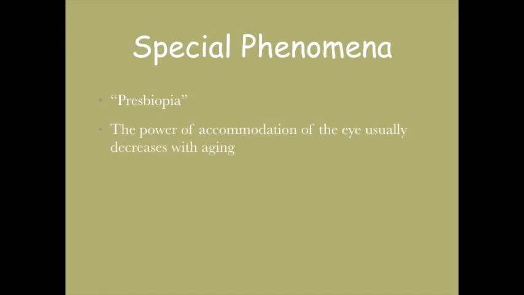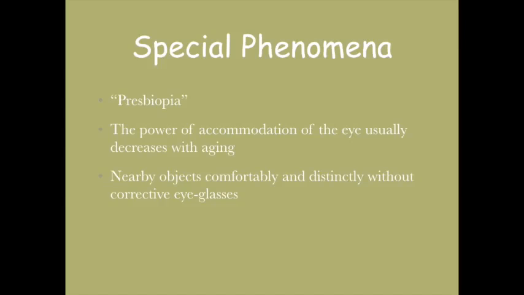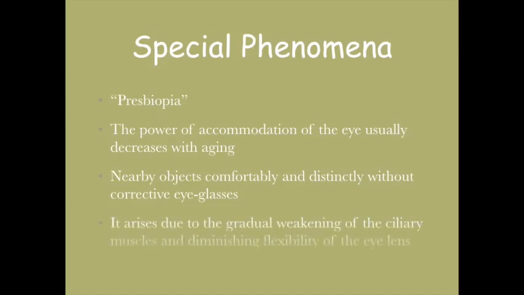Now, let's discuss a special phenomenon. This phenomenon is called presbyopia. It says that the power of accommodation of the eye usually decreases with aging. So, people cannot see nearby objects comfortably and distinctly without corrective eyeglasses. It arises due to gradual weakening of the ciliary muscles with age, which is quite obvious.